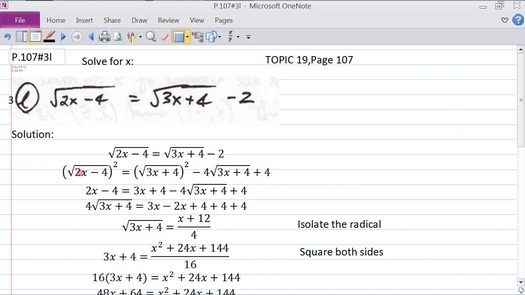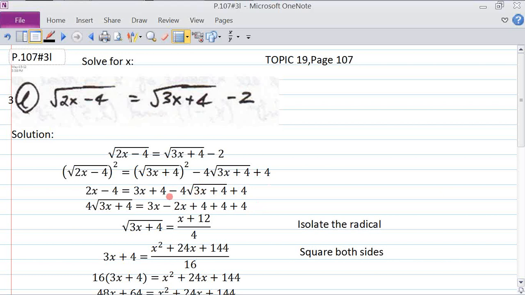So now this square root sign, 2x minus 4 squared, the squared cancels, if you like, the square root sign. We have 2x minus 4. Same thing over here. This becomes 3x plus 4. And this term stays the same, as does this term.